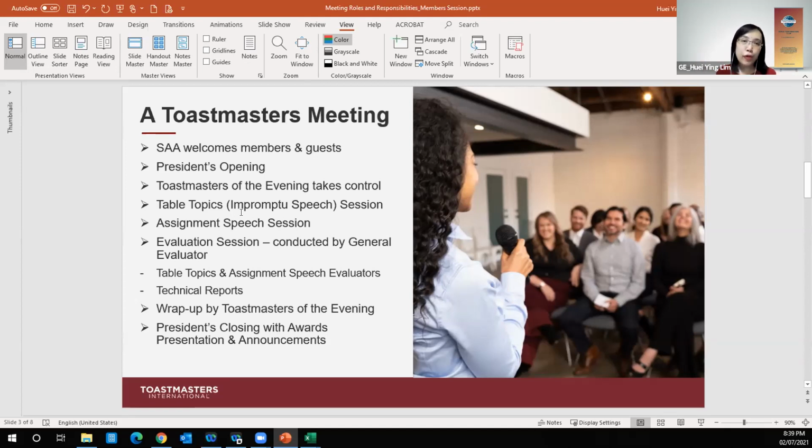So there is no right or wrong. If you all want to start off with the assignment speaker first, it is also perfectly fine. So club exco and also members, you can give your suggestions on how you want the meeting flow to run. It can be table topic first and assignment speaker after that, or the assignment speaker first and table topic after that. Either way will work, and the evaluation will always be the third and last segment.